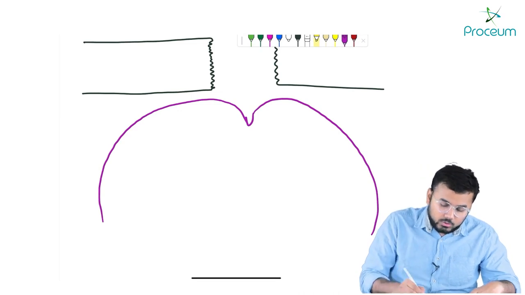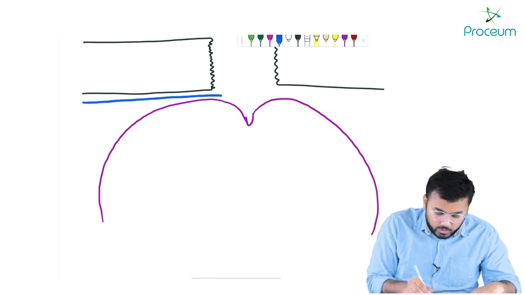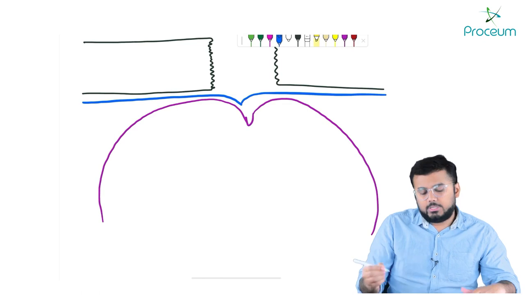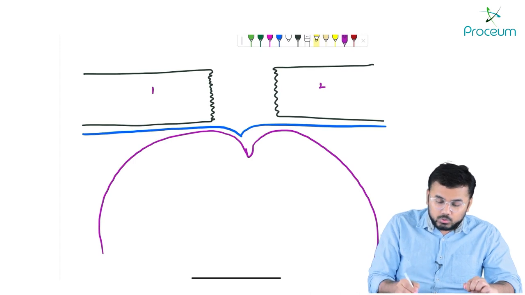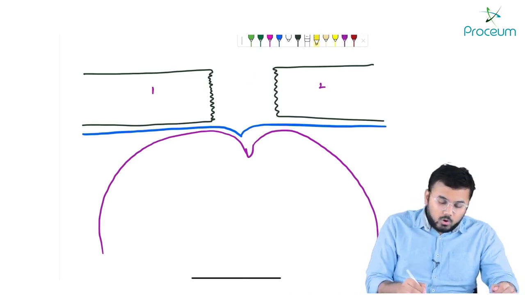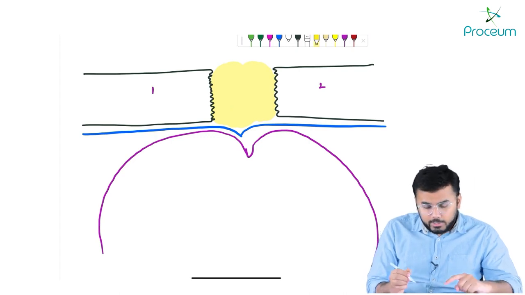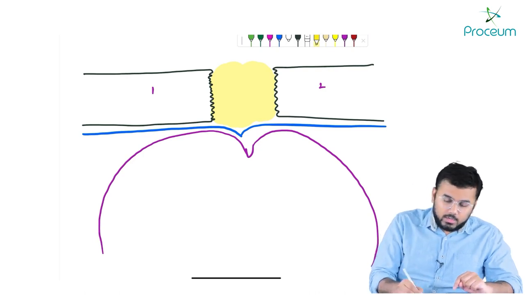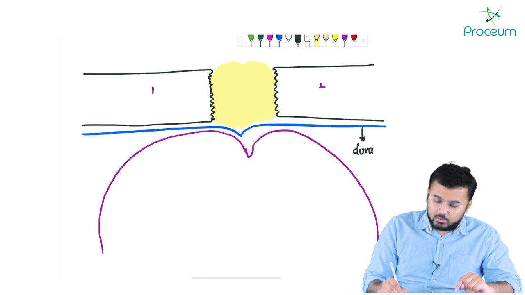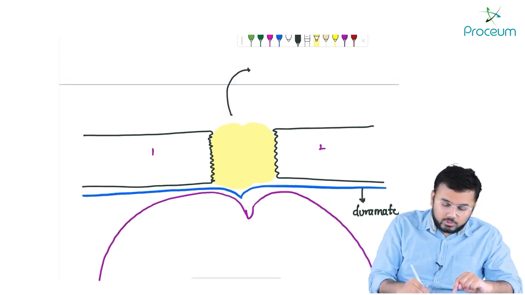You also know that the outermost covering is the dura mater. So this blue colored thing which I am drawing is the dura mater. Now in between, this is one bone and this is a second bone. In between both the bones you have some kind of tissue, and this is called mesenchyme. Listen carefully: this tissue located between the two skull bones and the dura mater is called your mesenchyme.